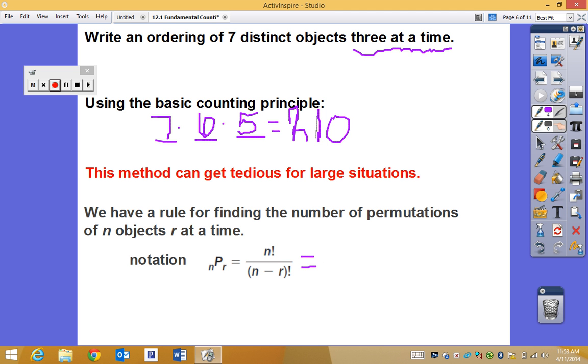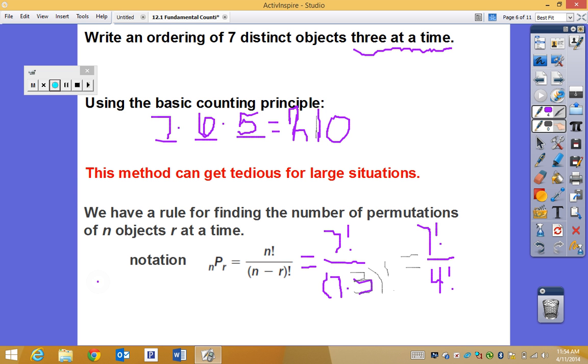n factorial, the number that I have, would be 7 factorial divided by n minus r factorial, which would be 7 minus 3 factorial. Now, if we are to work that out, this is the way it goes. So we have 7 factorial divided by 4 factorial. Now we could use our calculator, but I do want you to show your work on this.